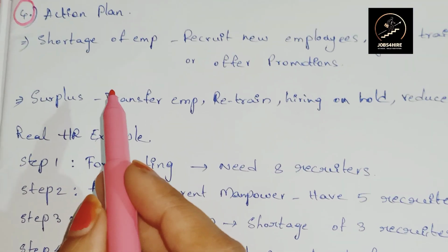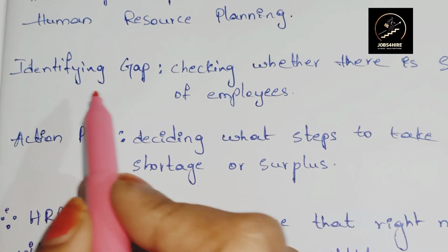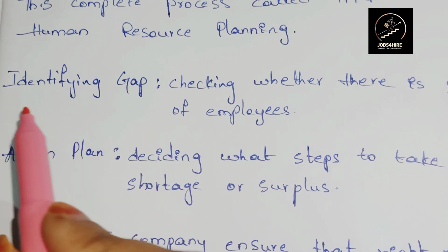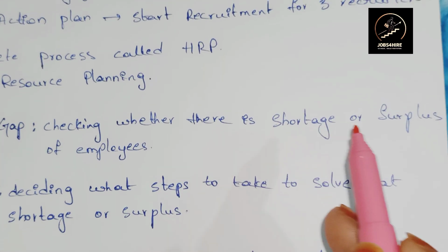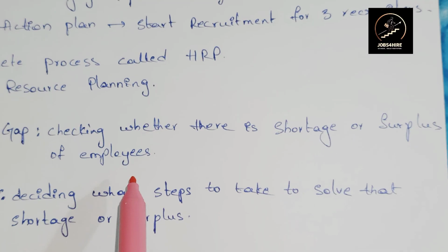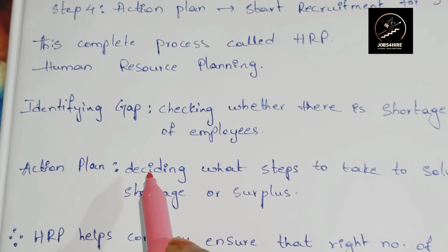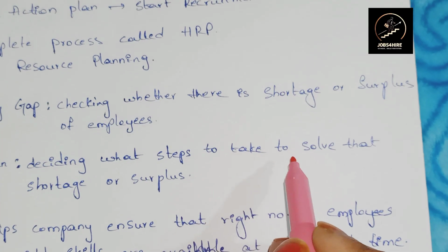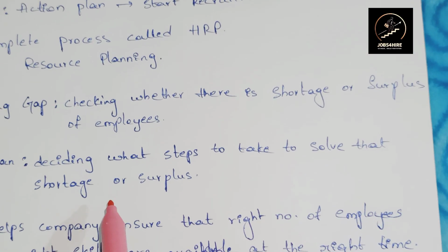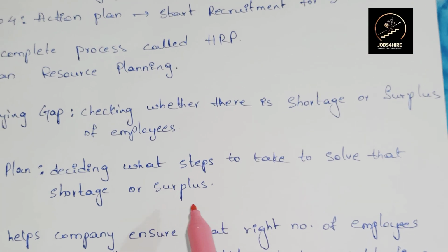So here let's discuss identifying gap. Identifying gap means checking whether there is a shortage or surplus of employees. Action plan means deciding what steps to take to solve that shortage or surplus.